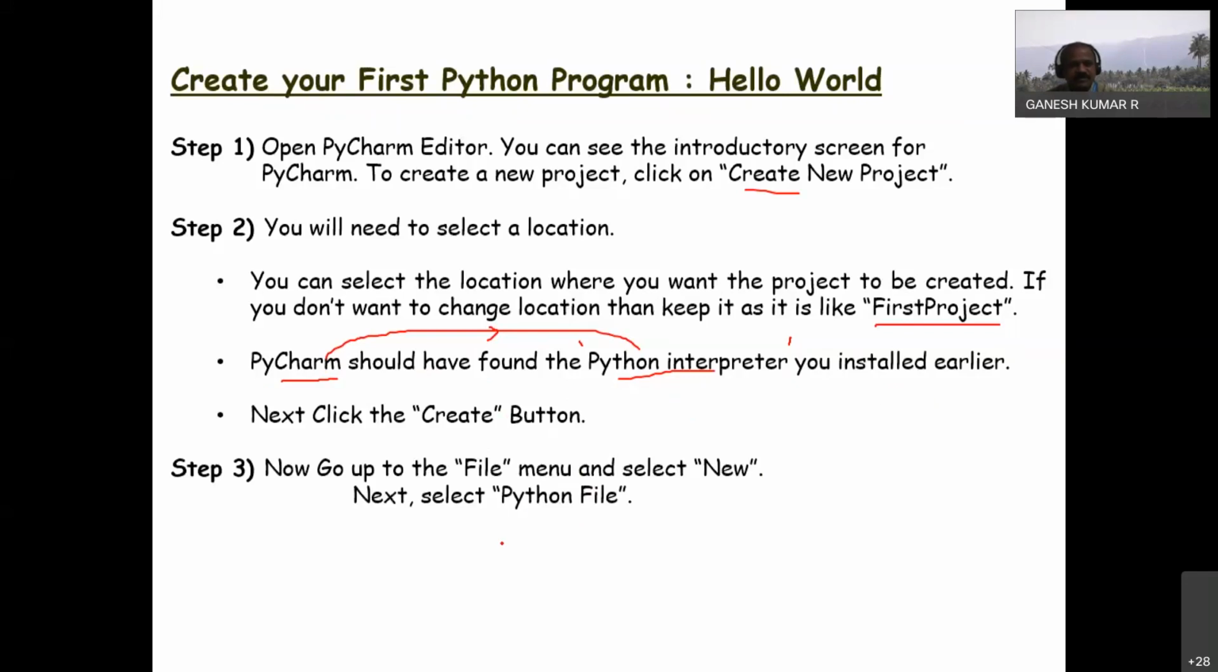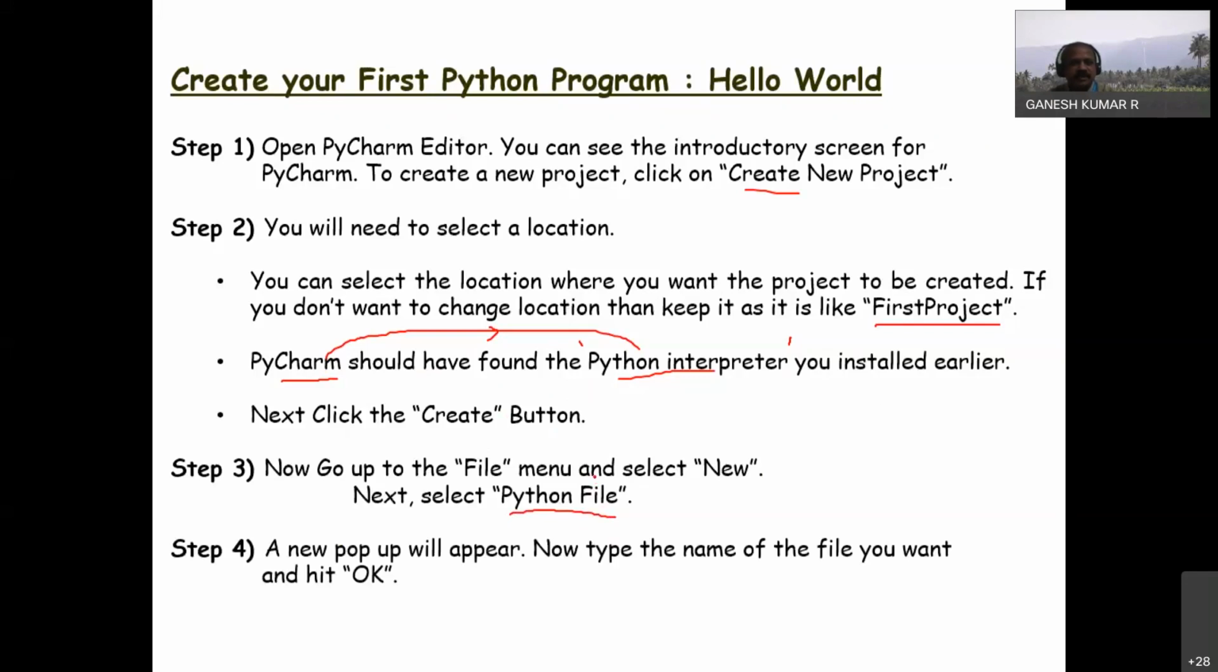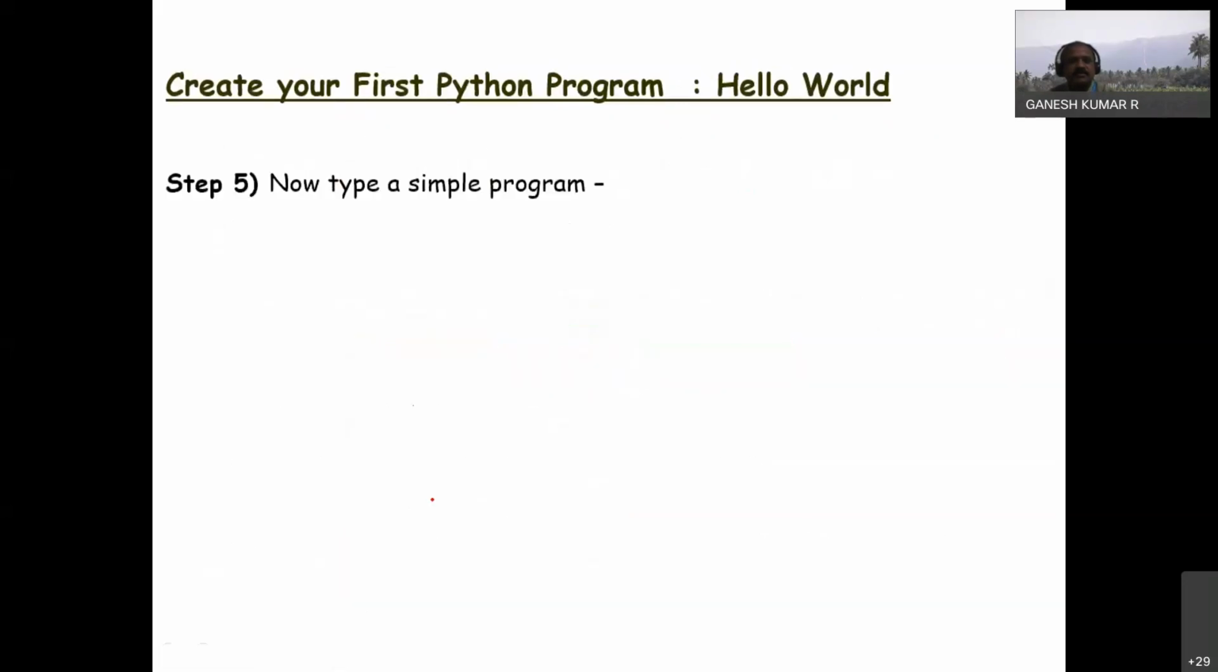Next, we select the create button, click the file menu, and select new. We have options, and it is important to pick the correct one, that is Python file. A pop-up will appear. Now type the name of the file you want to create and hit OK. As we had also seen before, a file must be saved before it is executed. The file should have a valid name, an identifier.